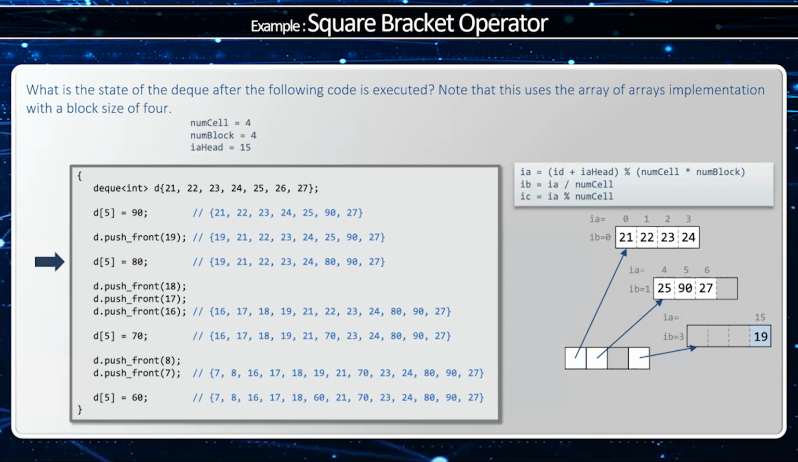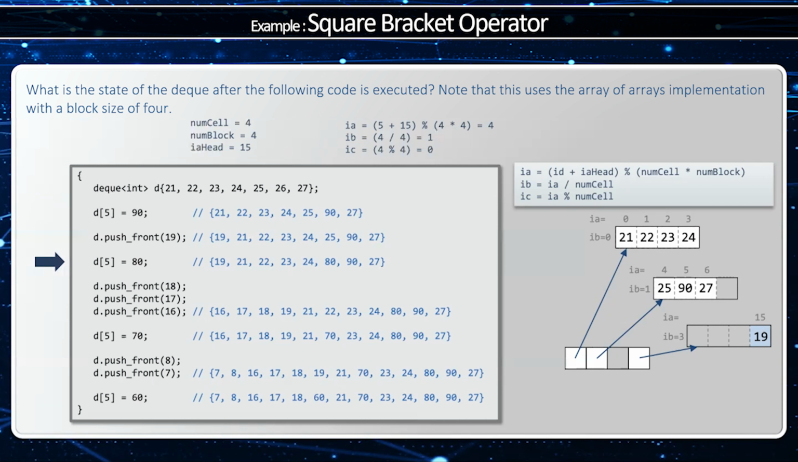Now, when I say Deque of index 5, well, what is that? Well, Deque index is 5. 5 plus 15, because IA head is now 15, that gives me 20. 20 mod num cell, which is 4, times num block, which is 4, which is 16. 20 mod 16 is 4. So that's my array index is 4.